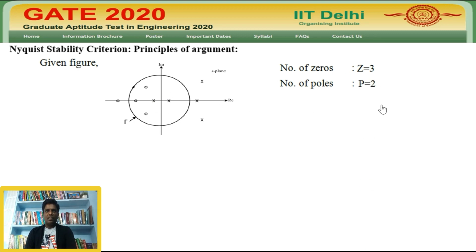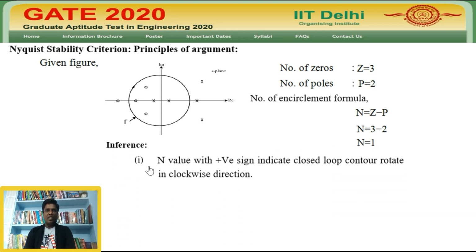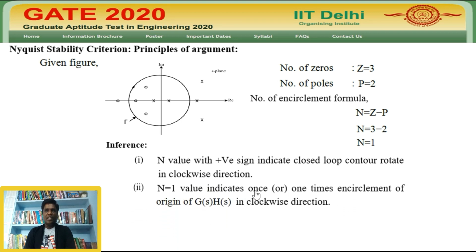Now substitute these two values in the number of encirclements formula, N equal to Z minus P. After substitution, N equal to 3 minus 2. Finally, N equal to 1. The inference of N equal to 1: first, the positive sign of the N value indicates the closed loop contour rotates in the clockwise direction. Second, N equal to 1 indicates one encirclement of the origin of G(s)H(s) in the clockwise direction.